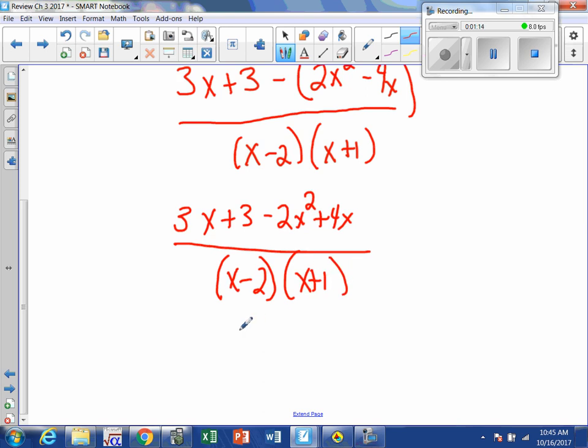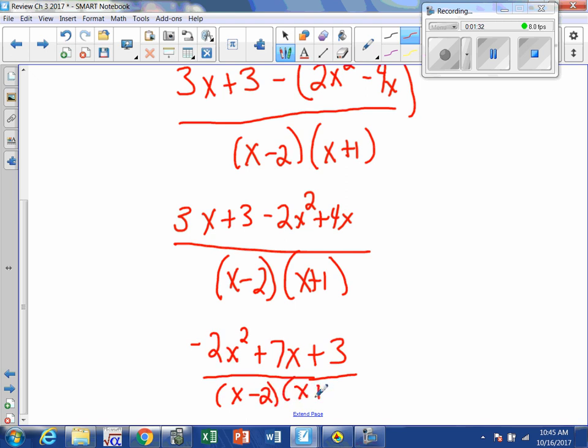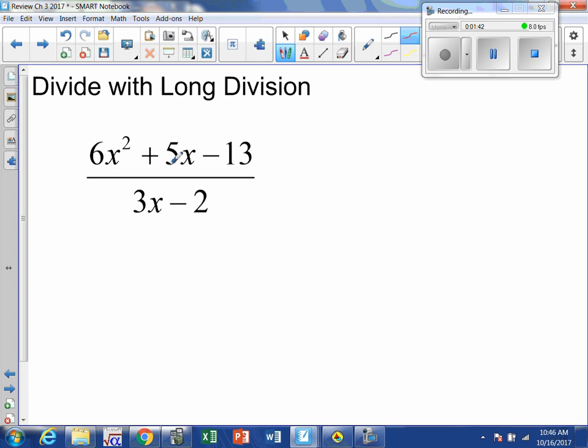Now if I combine my like terms, I get minus 2x squared. I have two x's, 3x and 4x, which gives me a plus 7x, and then plus 3. And then that is going to give me x minus 2 and x plus 1. Now I cannot factor that and simplify it anymore. So there's my answer. So the next one, do long division.